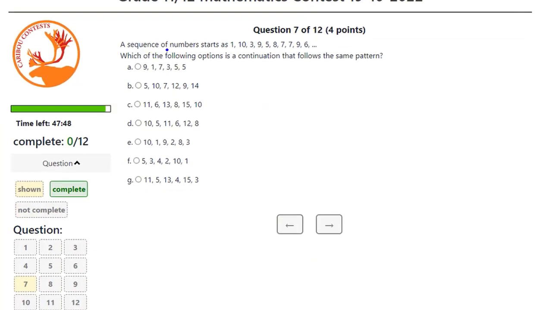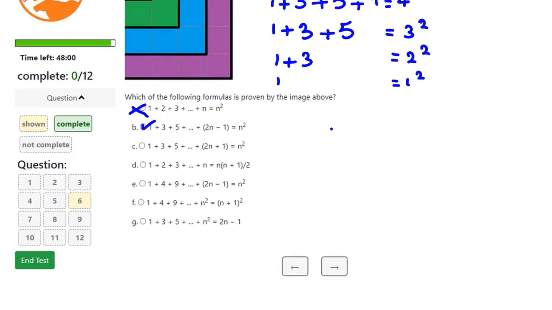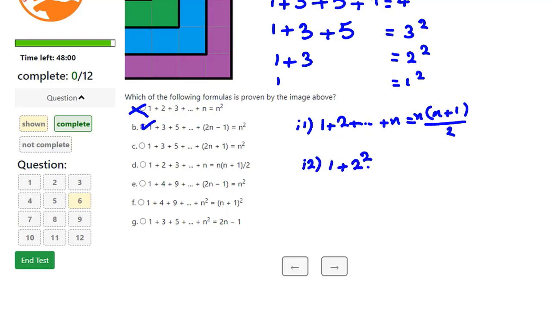Question 7. It says a sequence of numbers starts as 1, 1, 0 and so on. Let's do some. Okay, because of the previous problem, let me tell you some important identities. One identity is 1 plus 2 up to n equals n times n plus 1 over 2. Identity 2, or idea 2, is 1 squared plus 2 squared up to n squared, which is n times n plus 1 times 2n plus 1 over 6.